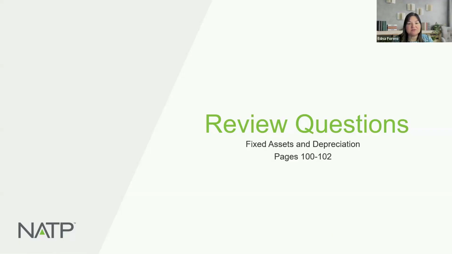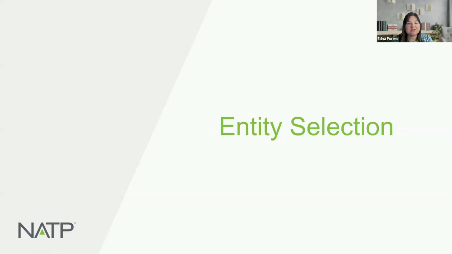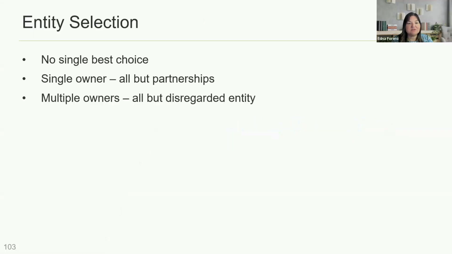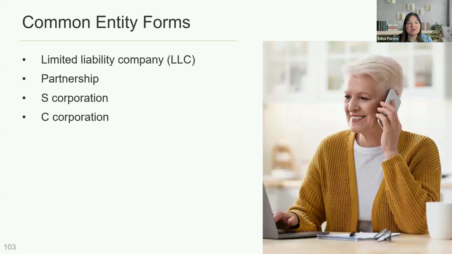Now we've looked at their assets and how they're going to depreciate or take the expense for those, the cost for those on their tax return. All right, so now last but not least, we want to determine what entity our clients are going to use, and this is based on what is best for them. There's no single choice that's better than others, but we want to look at what's available to them and what works for their accounting methods and the type of business that they have. Single owners can have all but partnerships. Multiple owners can have any entity except disregarded entities. These are the typical items that we're going to see.